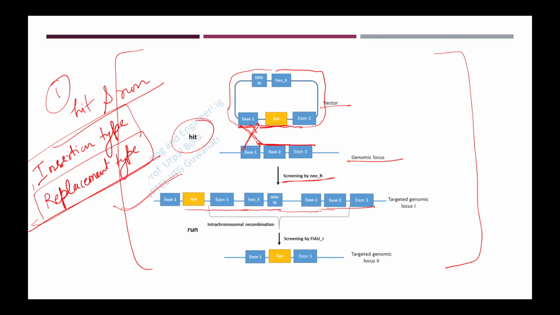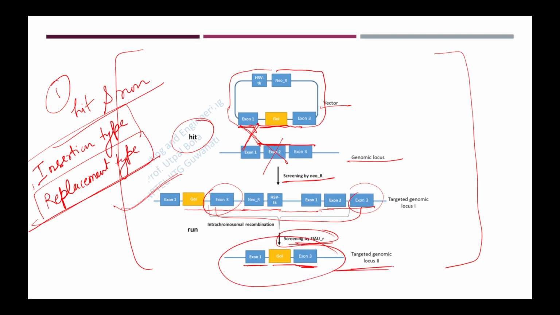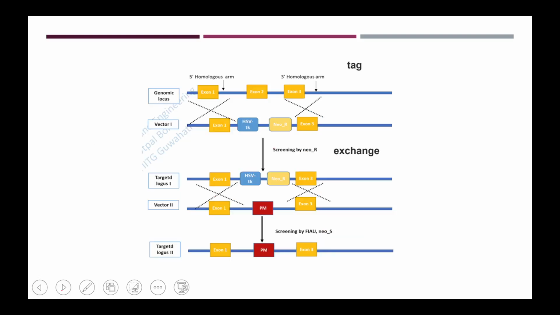You provide neomycin and this particular type will be selected. Then after this kind of recombination, because of the presence of two such copies here, exon 3, like this, the intrachromosomal recombination will also take place. Then you'll screen with some negative selection marker and get exon 1, gene of interest, and exon 3. So this here is eliminated and this is how your modified locus will look. So this is hit and run. Here the insertion type vector is used.